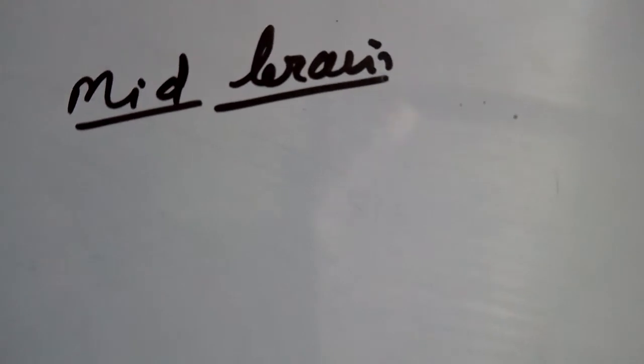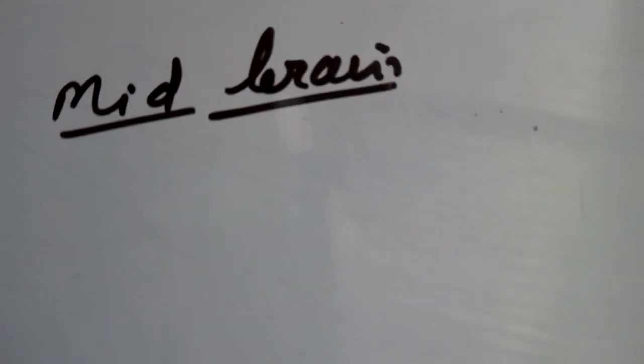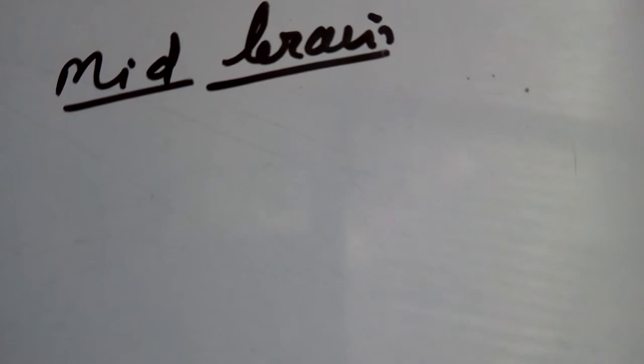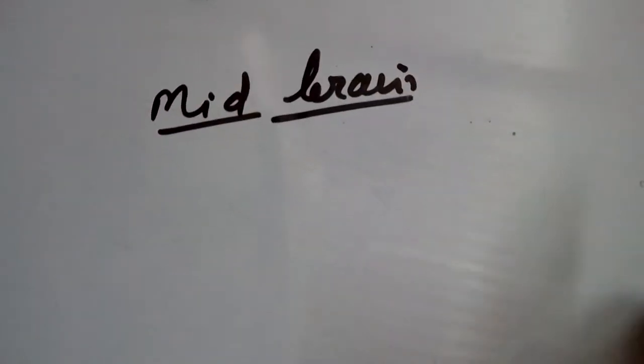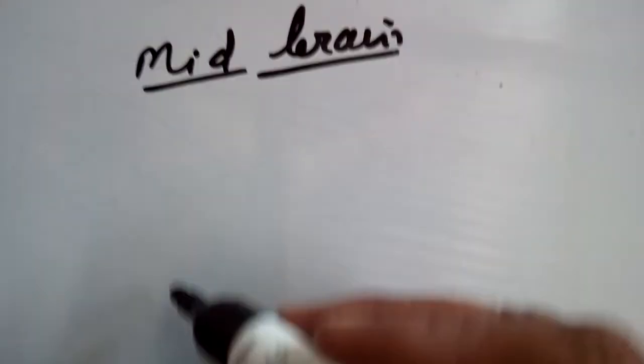The tectum part is changed, the tegmentum is changed, while the substantia nigra and this crus cerebri part remain the same as they were at the level of inferior colliculi. So again I am making the transverse section of midbrain here.